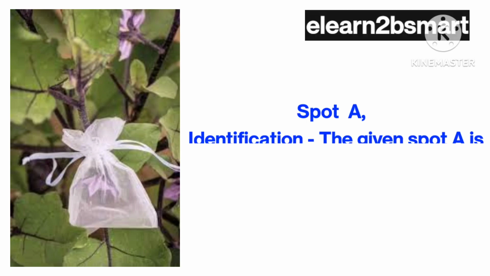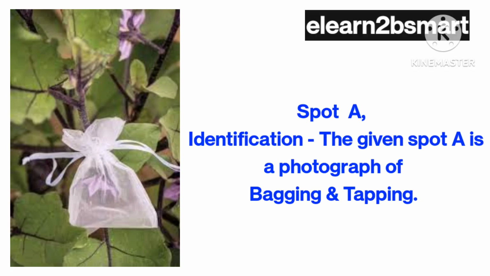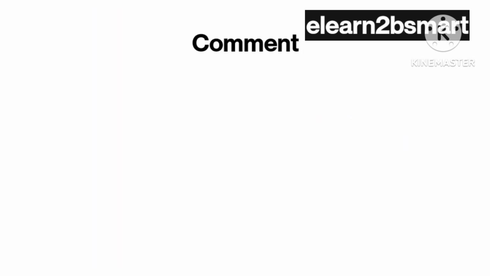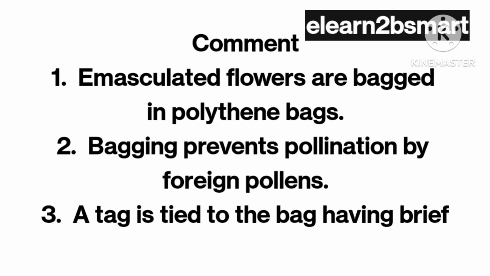Spotting 1. Spot A. Identification. The given spot A is a photograph of bagging and tagging. Comment 1. Emasculated flowers are bagged in polythene bags. 2. Bagging prevents pollination by foreign pollen. 3. A tag is tied to the bag having brief information on it.